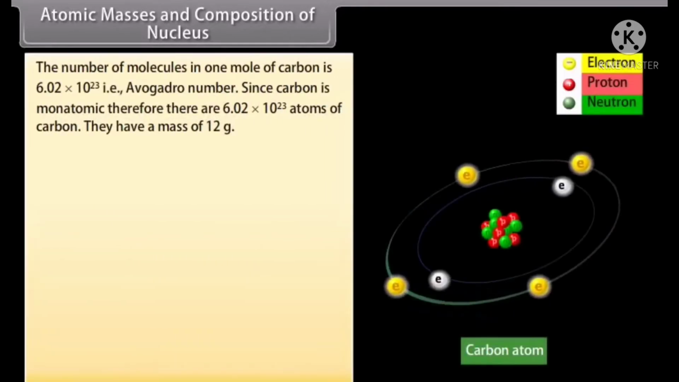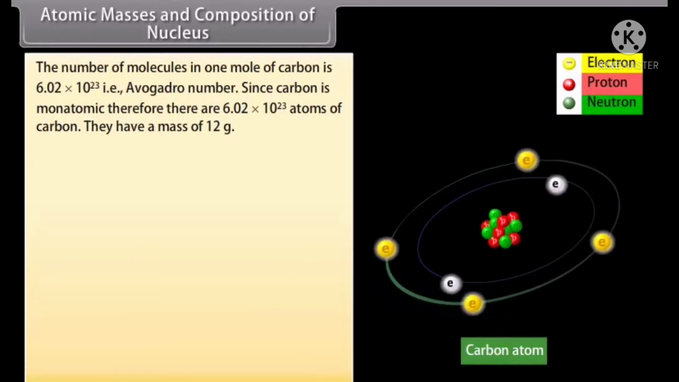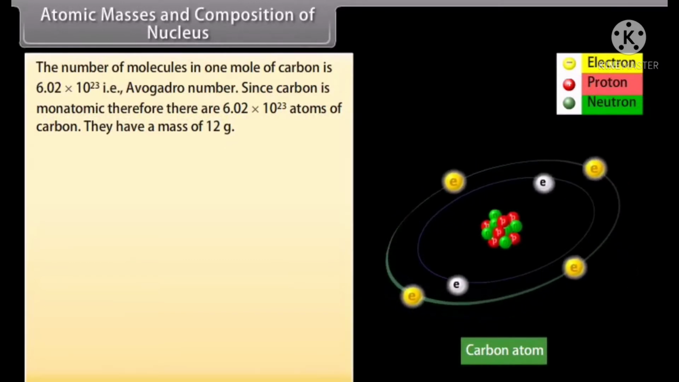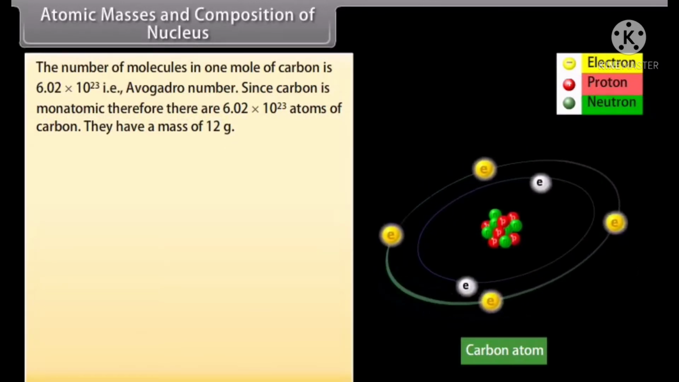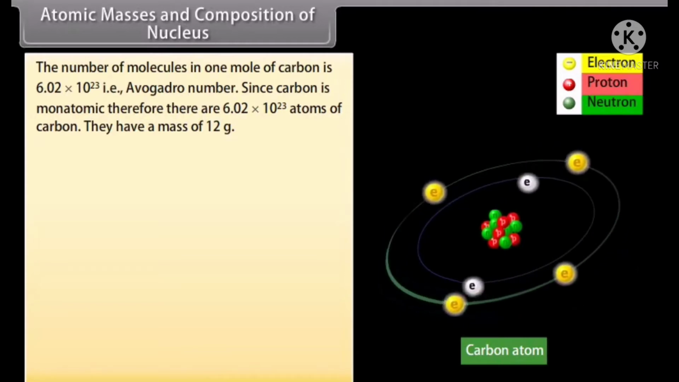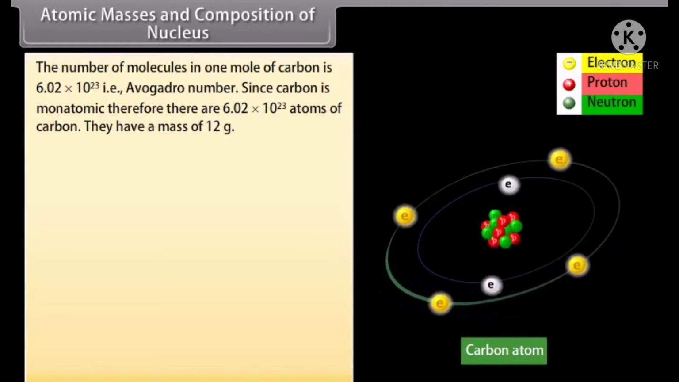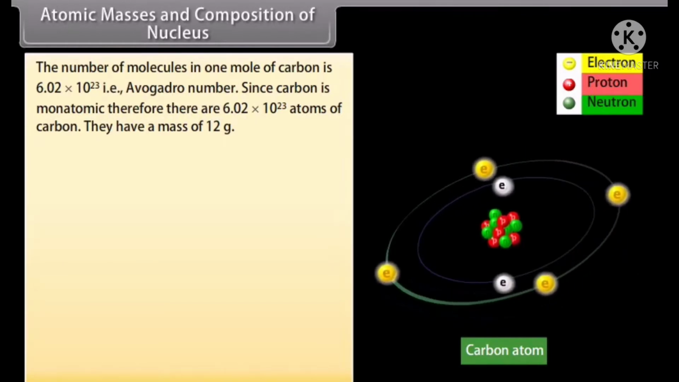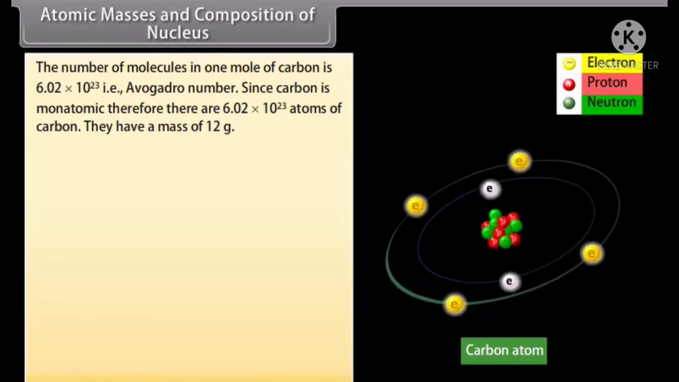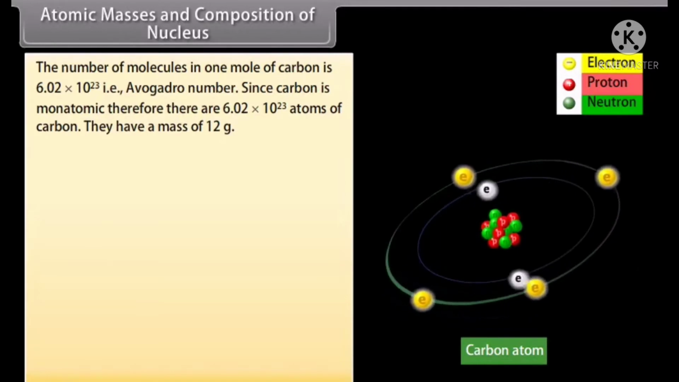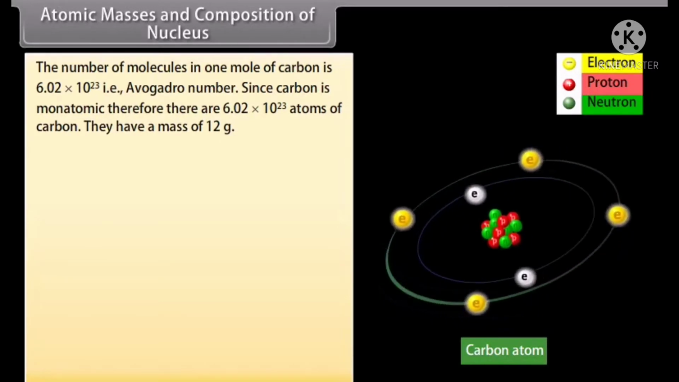Atomic masses and composition of nucleus. The number of molecules in 1 mole of carbon is 6.02 into 10 raised to the power 23. That is Avogadro number. Since carbon is monoatomic, there are 6.02 into 10 raised to the power of 23 atoms of carbon. They have a mass of 12 gram.